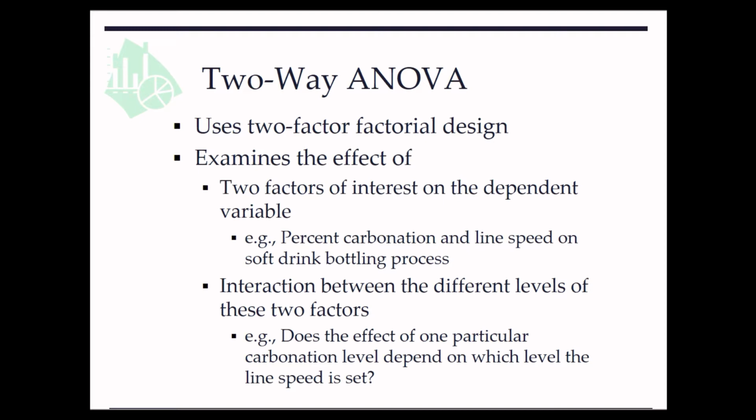In a two-way ANOVA, we examine the effect of two factors of interest on the dependent variable. For example, we may study percent carbonation and line speed on soft drink bottling process. We also examine the interaction between the different levels of these two factors. For example, we may want to see whether the effect of one particular carbonation level depends on which level of the line speed is set.